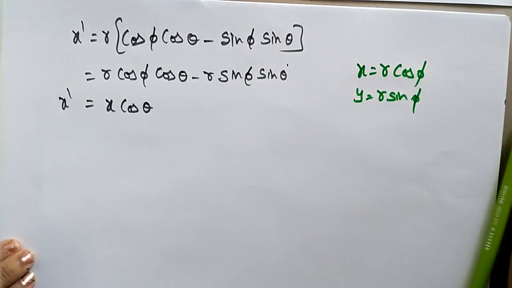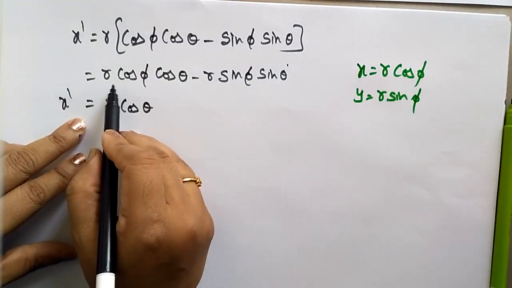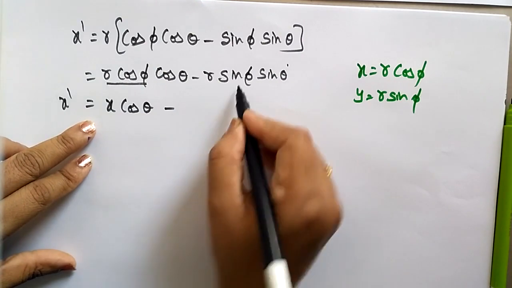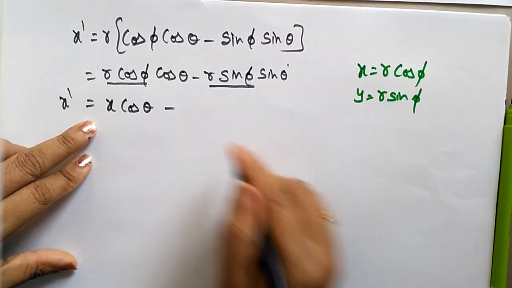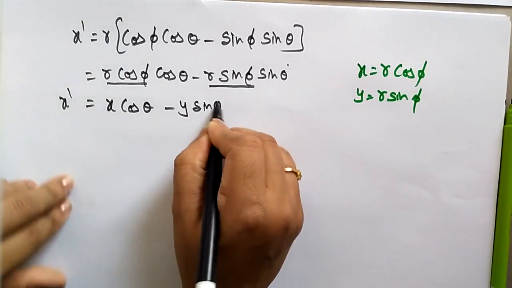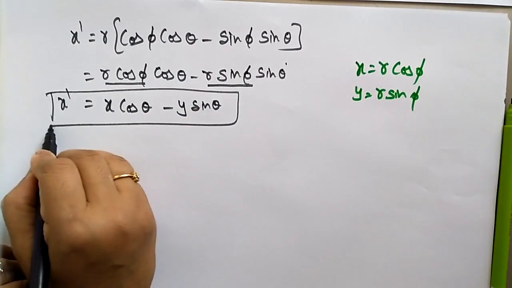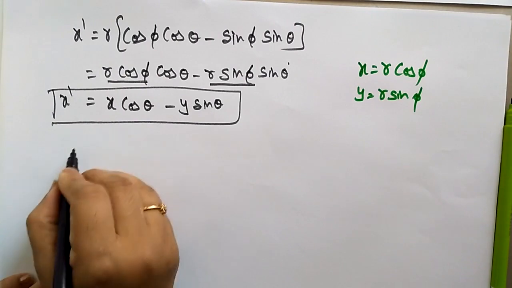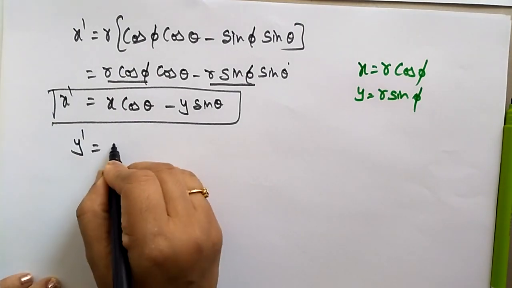So these are the initial coordinates. In place of r cos phi, I am substituting x cos theta, and in place of r sin phi, I am writing y sin theta. So this is the new coordinate formula: x dash is equal to x cos theta minus y sin theta. In the same way for y dash.